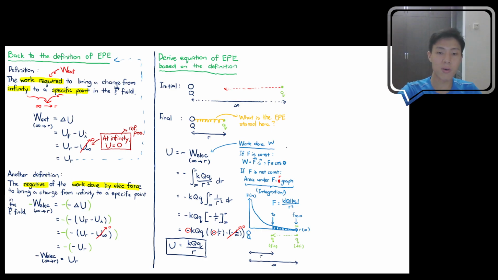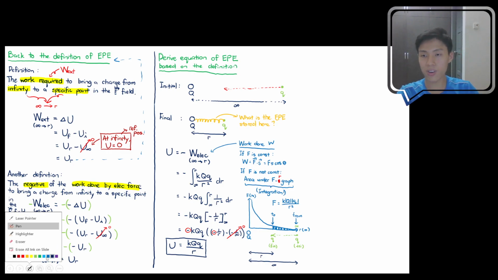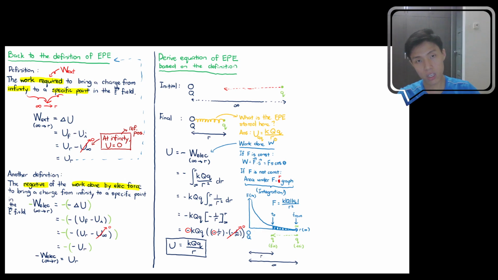So just now we asked what is the electric potential energy stored here? Well, you can figure it out by using the equation that we have just derived. U between Q and Q is just K, Q, Q divided by the distance between Q and Q. If you calculate this, you get the answer representing the electric potential energy being stored here.